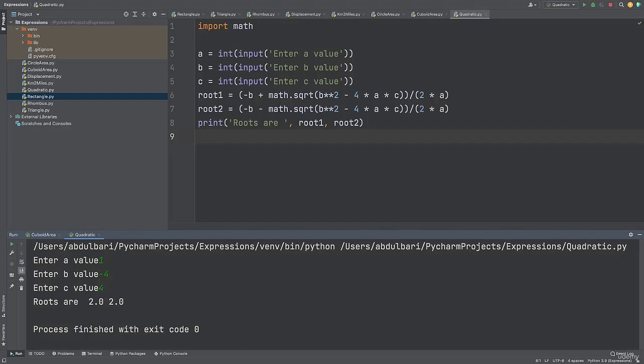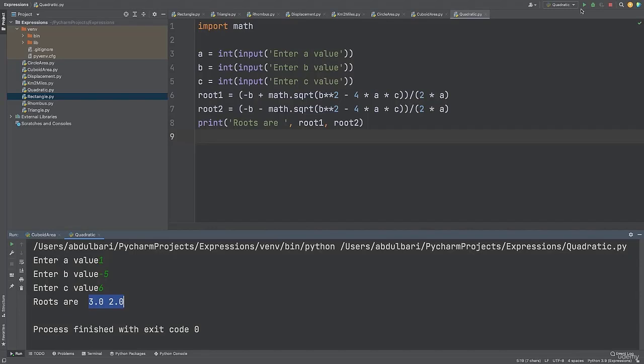Let us run it once again. See, I have already executed Quadratic, so I can click run here also. Okay. So I will enter the values: 1, minus 5, then 6. I got the result as 3 and 2.